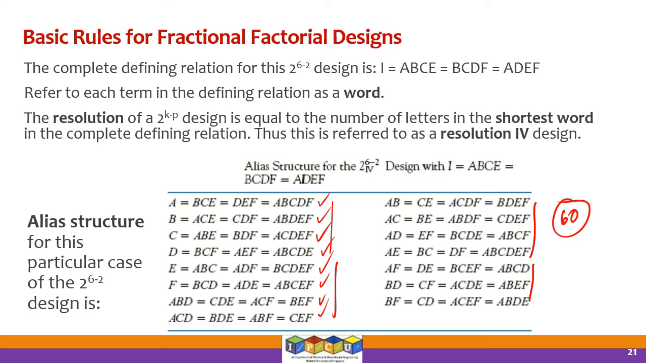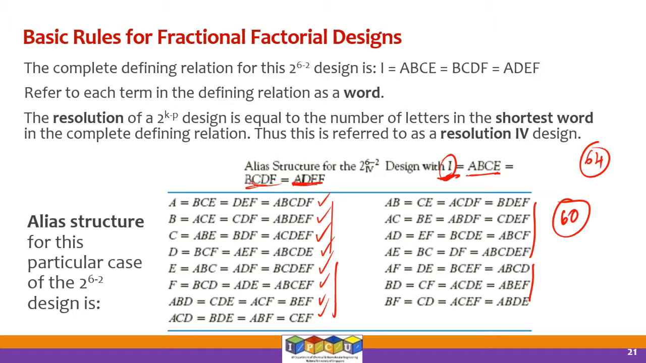And then you have I, right? A, B, C, E, B, C, D, F, and A, D, E, F. So you have a total of 64 elements here. So what does this say? The constant term in the model is going to be aliased with the 4-factor effects that we see here, 4-factor interaction effects. So that is what this means, right?